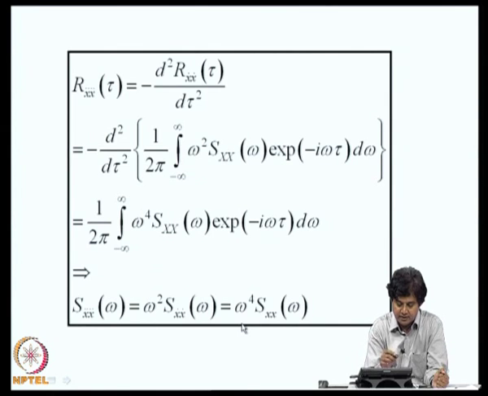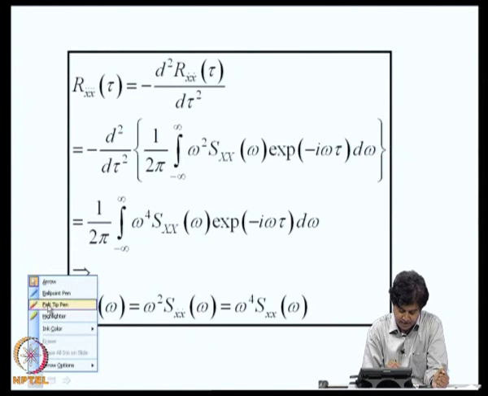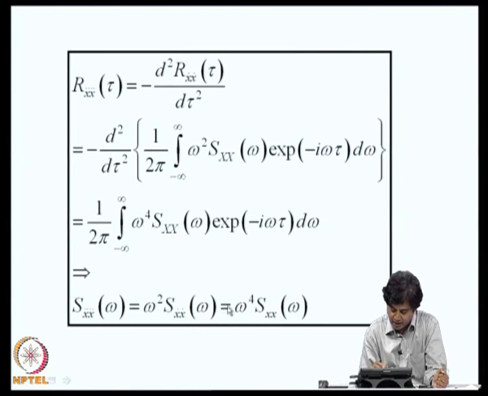Similarly, you can consider the autocovariance of the acceleration process. If x of t is displacement, x double dot will be acceleration. This will be the second derivative of the autocovariance of the velocity process. So, using a similar logic you can show that the power spectral density function of the acceleration process is given by omega to the power of 4 Sxx omega.